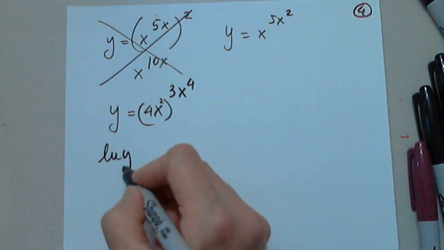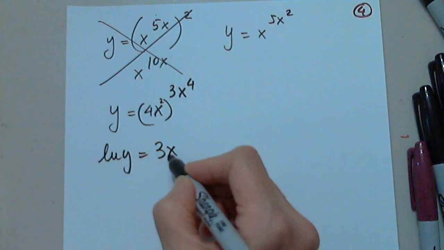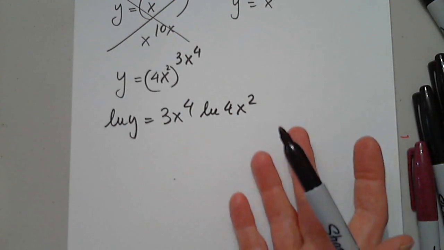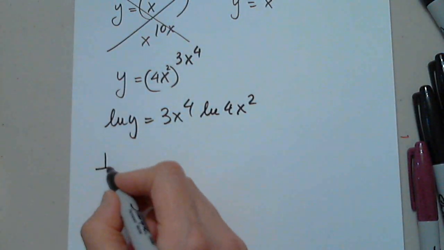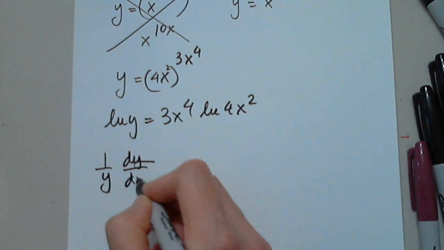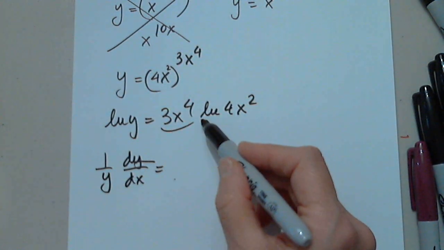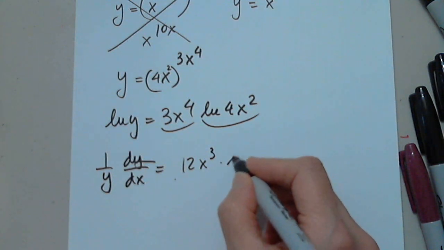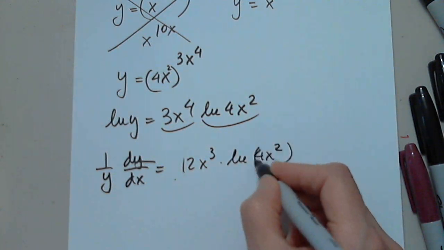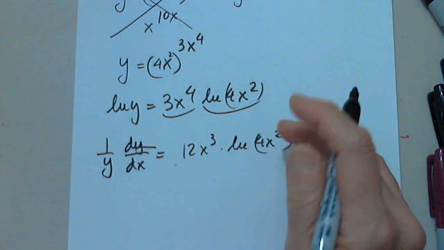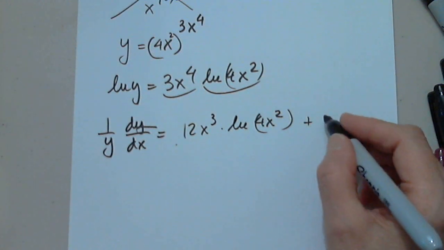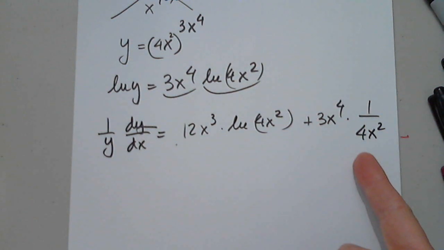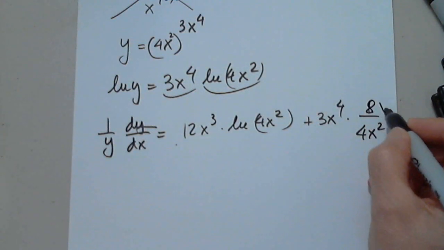We apply natural log. We bring the power in front. And now we differentiate implicitly. So when I differentiate this, I have 1 over y dy over dx. I differentiate as a product because I have to. This prime will be 12x to the third times natural log of 4x squared. Maybe I should put in parentheses, it's easier to see. Plus 3x to the fourth times 1 over 4x squared times the inner function prime, which is 8x.